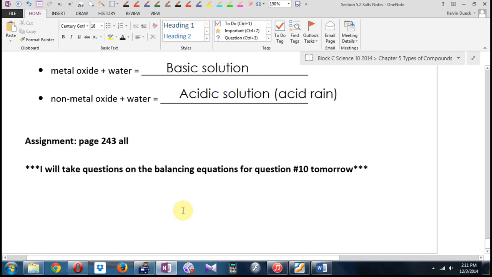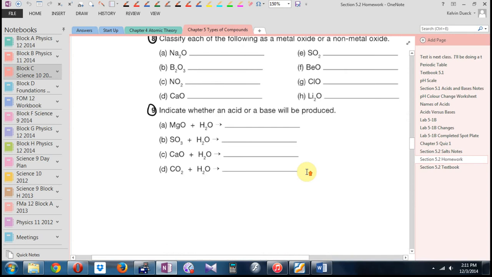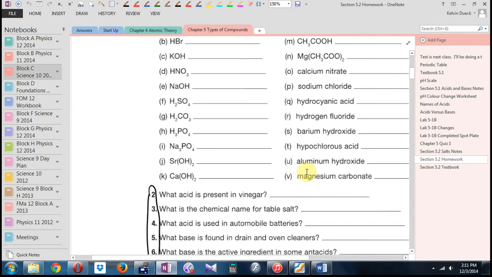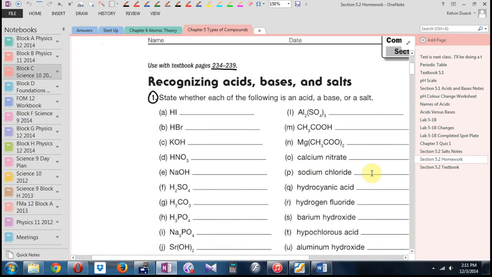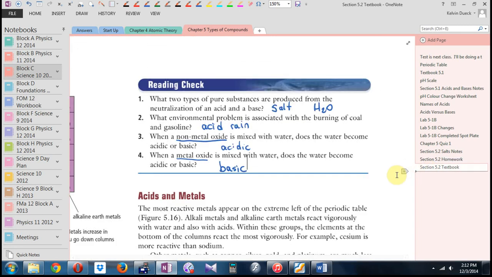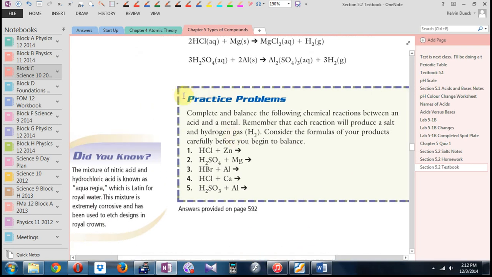What's your homework? First of all, you can now finish all of this thing, okay? So you can work on section 5.2 salts homework. And then from the textbook, I said, try page 243. First of all, on the same page, you can do these five questions, balance these five equations, predict the results. It's saying each reaction will produce a salt and hydrogen. I'll help you with it if you get stuck.